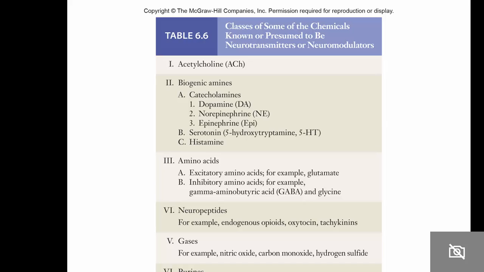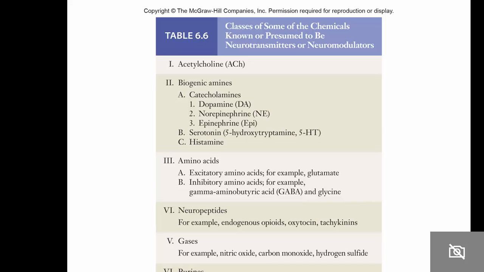And then histamines. Histamines are also neurotransmitters, and they're called biogenic amines. So this is a class of them. You have another kind of neurotransmitter that is just amino acids. They're not even full proteins.